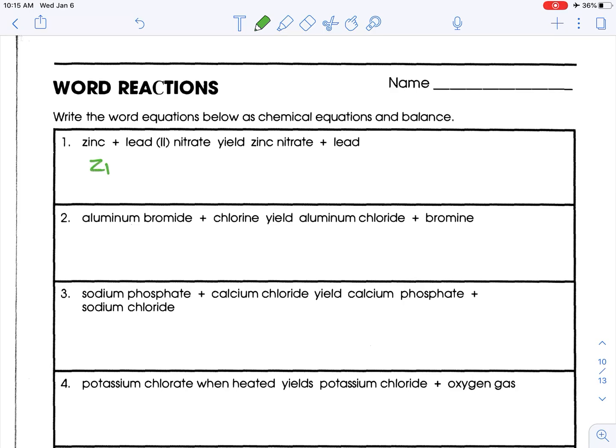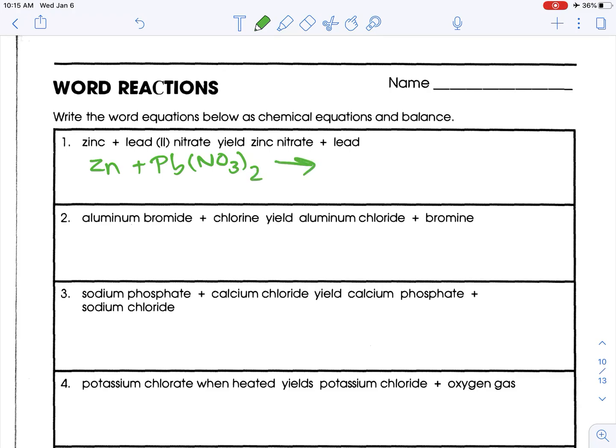Zinc, lead 2 nitrate. So that's lead plus 2. And then nitrate is a polyatomic, so reference table E, NO3 minus 1. So seeing as that is not neutral, we're going to crisscross. And so NO3 parentheses, 2 down there.